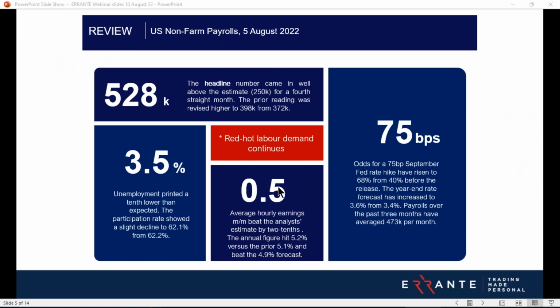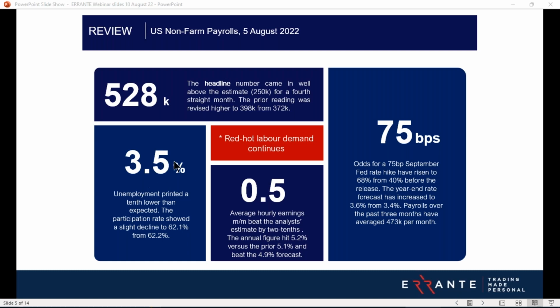You can see here I've just updated a graphic which shows you the main numbers to look at from that report. The headline number, of course, 528,000, adding more than twice as many jobs as most economists had expected. The estimate was for 250,000, so that was the fourth straight month of a beat. And a real surprise, following data on vacancies and claims for unemployment insurance that had both suggested that unemployment was picking up a little. So it really came as quite a shock.